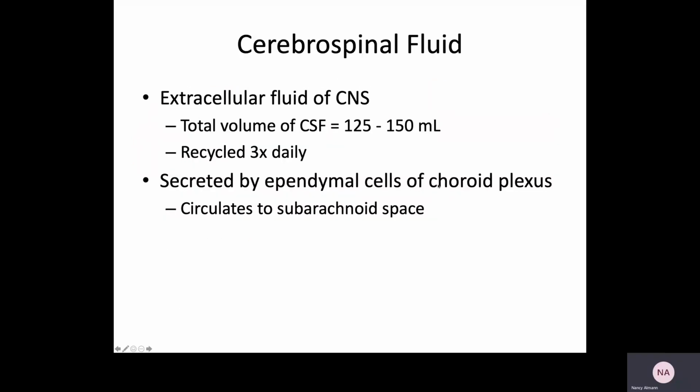Now let's go back and talk about CSF. It's the fluid that is made by ependymal cells. Those ependymal cells are found in clusters known as the choroid plexus. They make about 400 or 500 milliliters of extracellular fluid, the cerebrospinal fluid, but much of that is reabsorbed, broken down, and reused. So the total volume of circulating cerebrospinal fluid, CSF, is about 125 to 150 milliliters. It is recycled about 3 times daily, so it's not the same stuff time after time after time. It is going to be recycled and replaced.